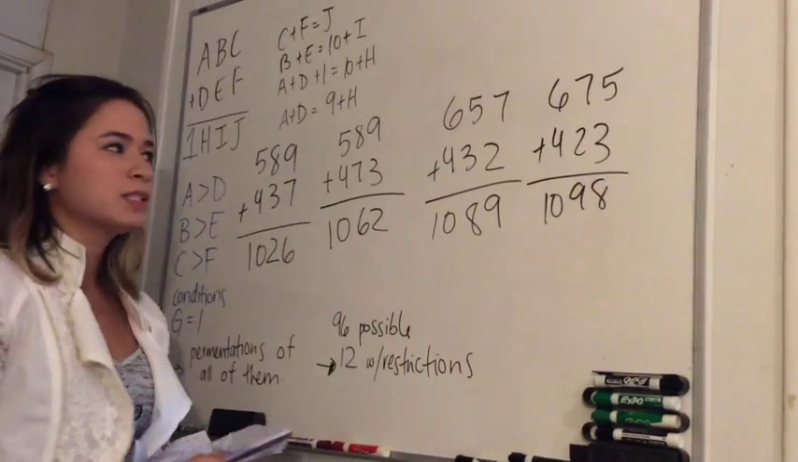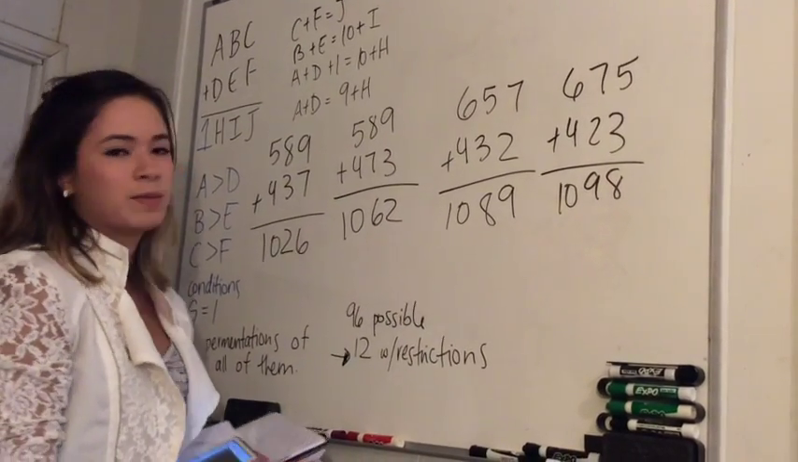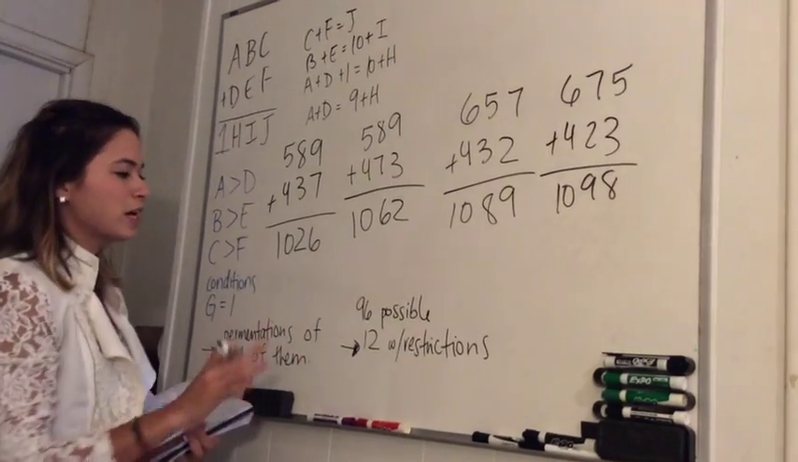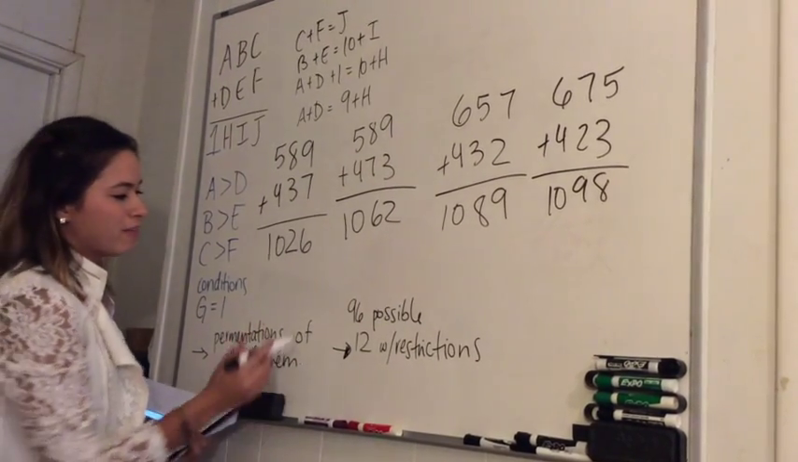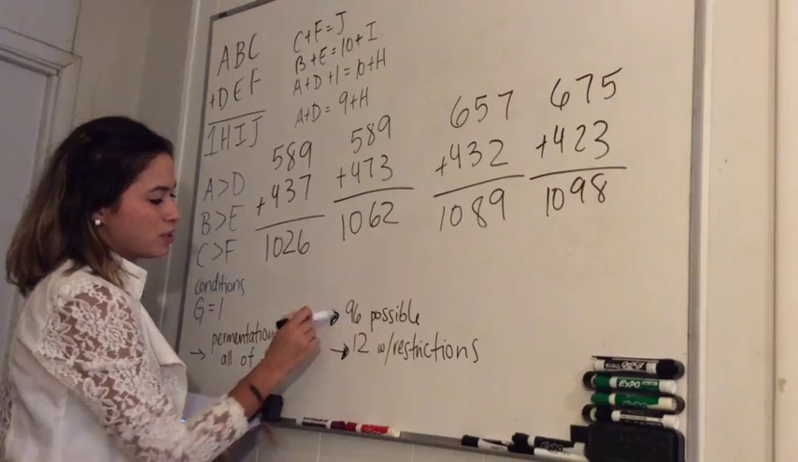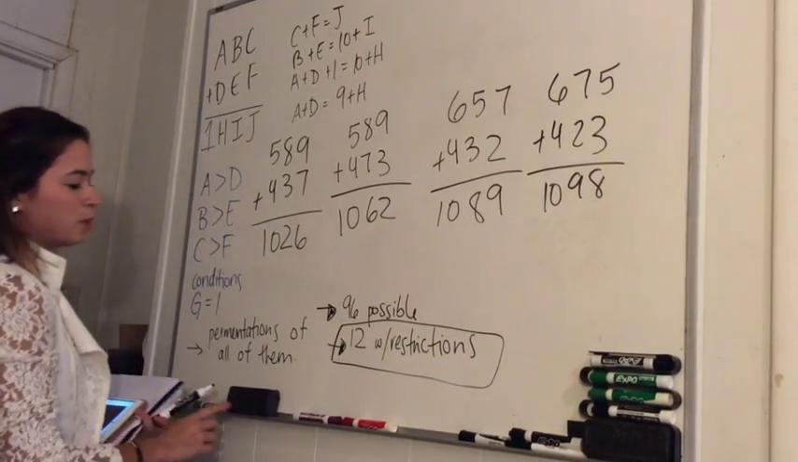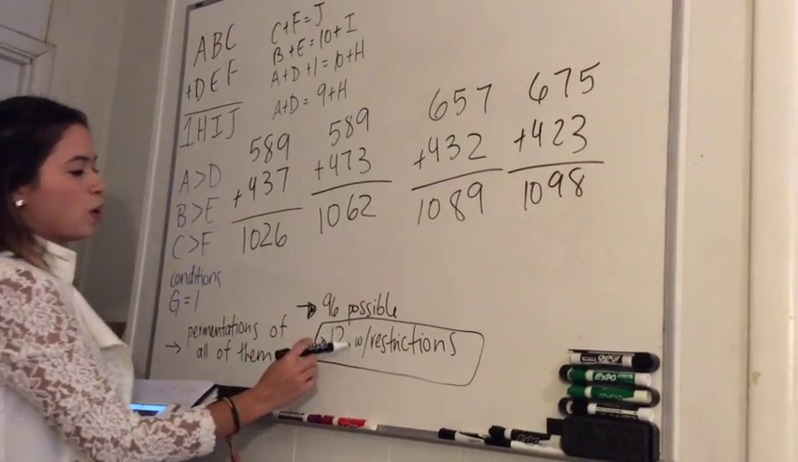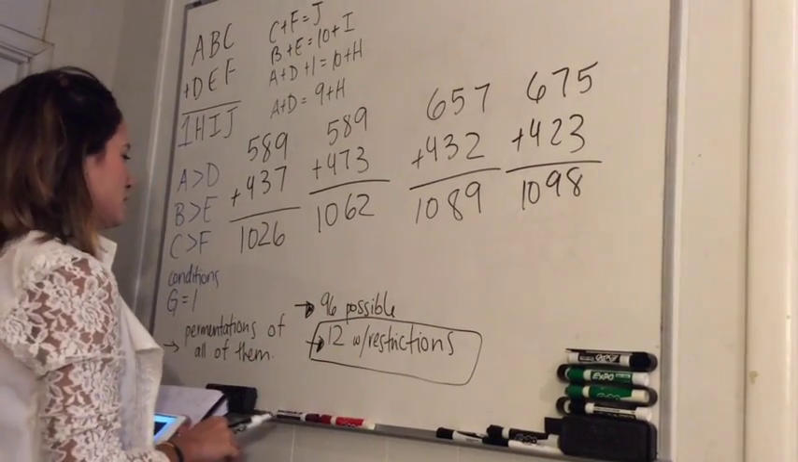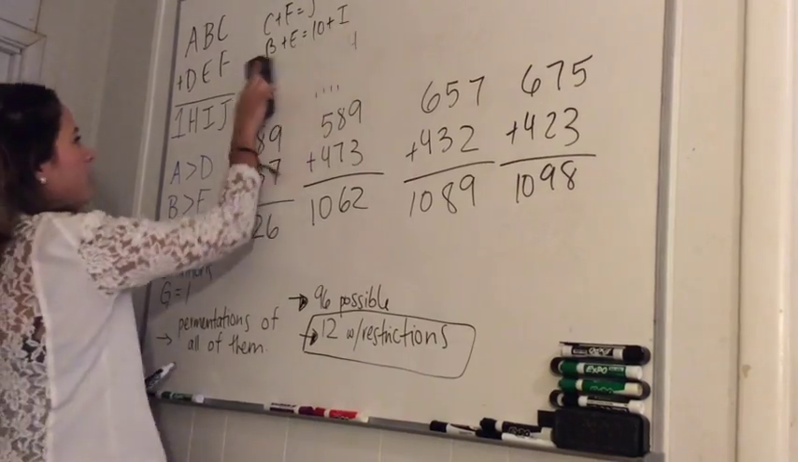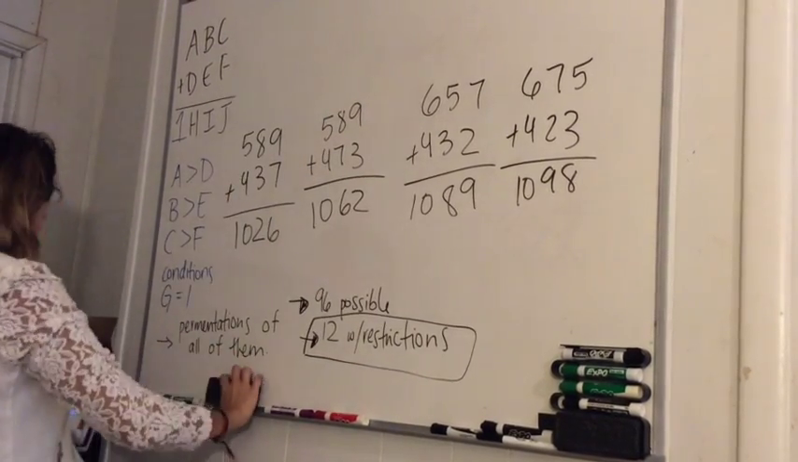So we were able to compute a program, computer science, just to double check, and the program gave us 96 possible solutions, but there were only 12. So from the program we were able to find that there are 12 different possible ways to do it, and I'm going to write them all down.